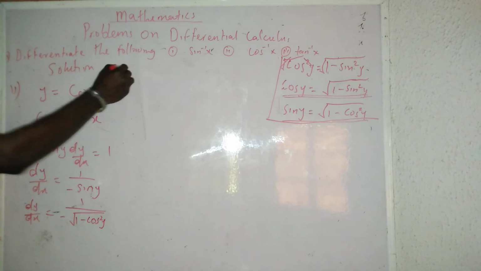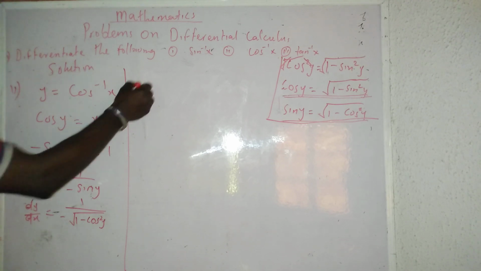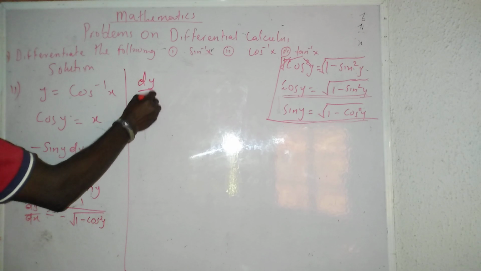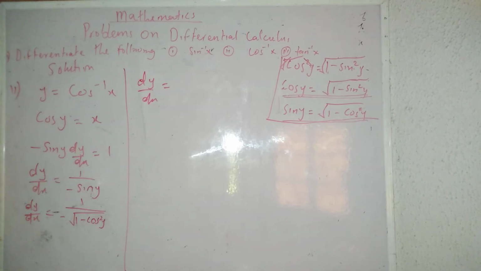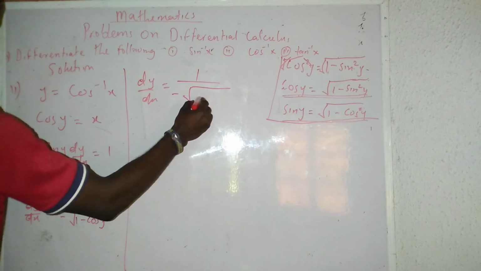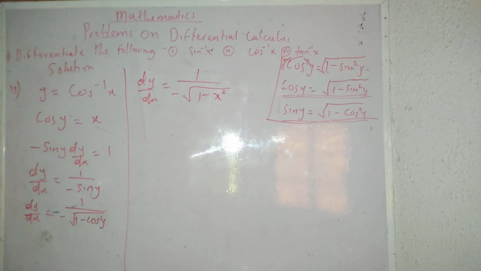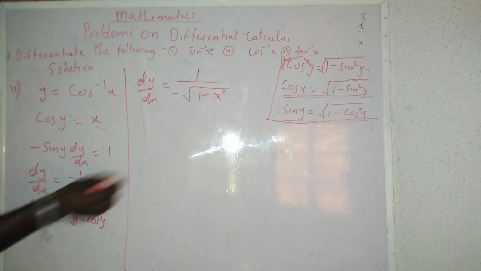Now, by having that, what is my cos y? This is my cos y, which is x. I can answer that dy/dx equals 1 all over minus the root of 1 minus x squared. That is my final answer for the second one.